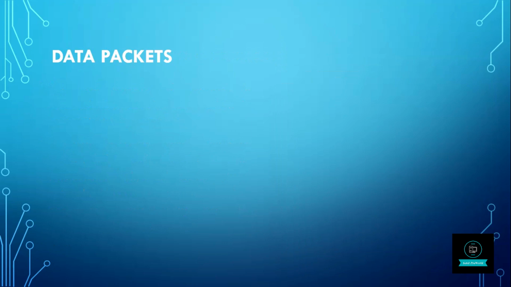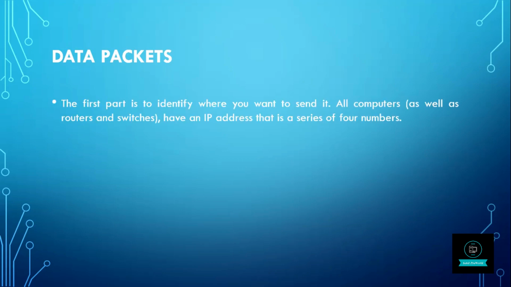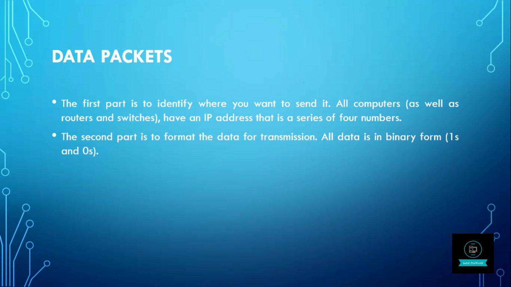Now our next topic is data packets. After you have established a connection with the network, you need to send data. The first part is to identify where you want to send it. All computers have an IP address that is a series of 4 numbers between 0 and 255 and is separated by periods such as 192.168.0.1.